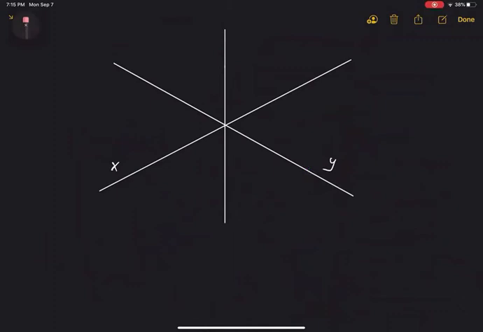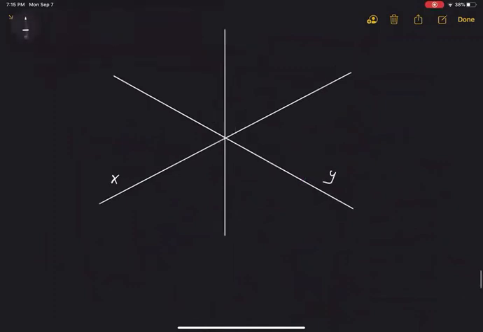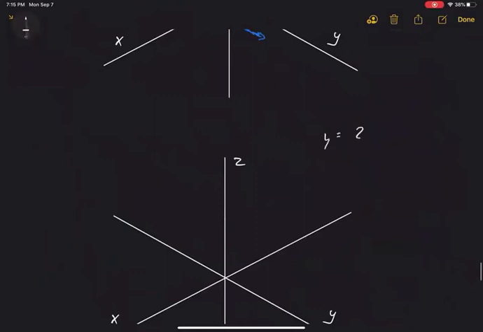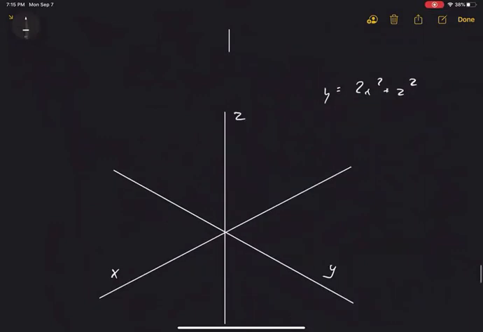Okay, clean that up. So let's look at our equation: y equals 2x squared plus z squared. Now let's take traces going along the y-axis. So let's pick y equals 0. This is my plane, and then my equation becomes 0 equals 2x squared plus z squared.